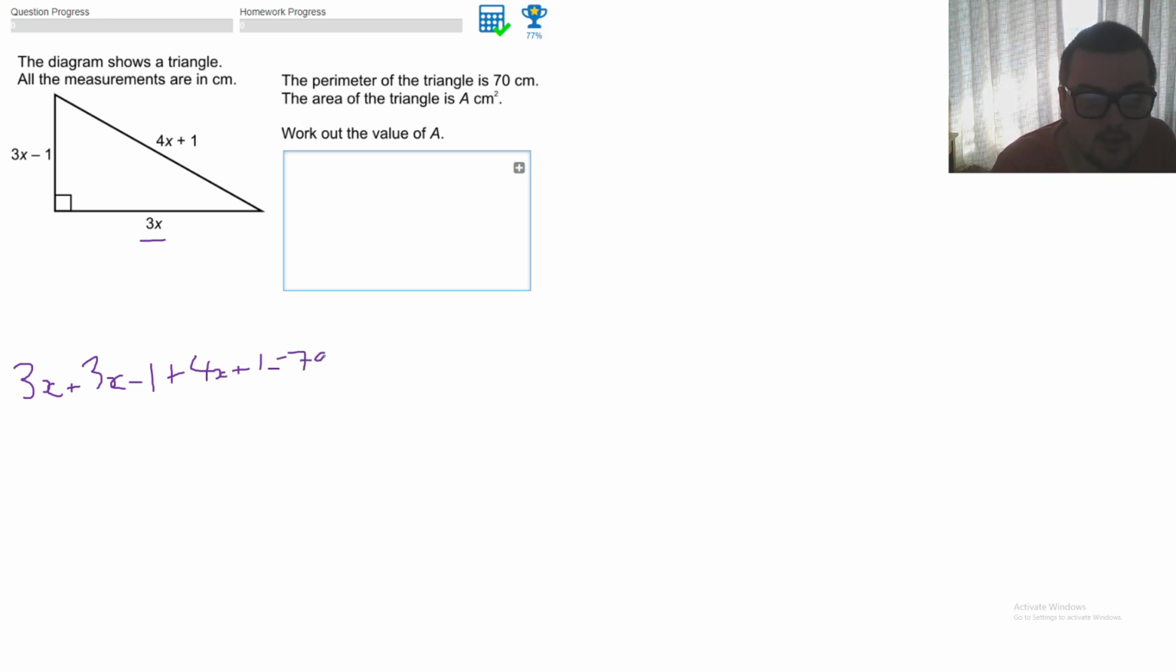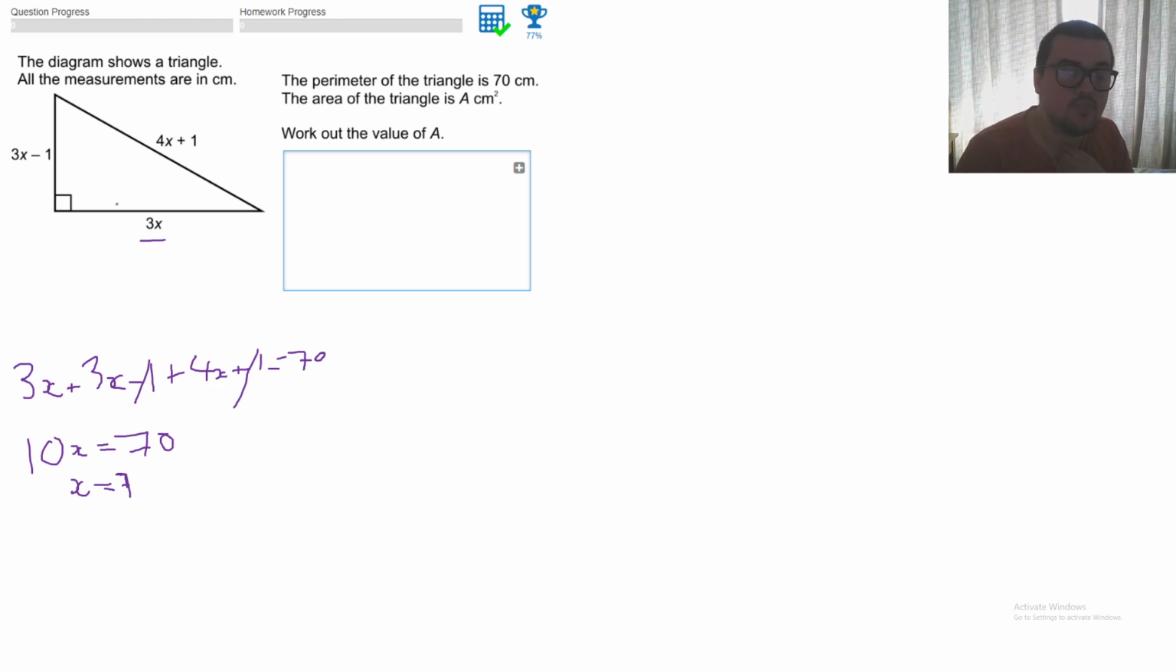Now let's tidy this up, let's add all the x's, add all the numbers, see what we get. So 3x plus 3x is 6x, 6x plus 4x is 10x, minus 1 plus 1, that cancels, so 10x equals 70, x equals 7. Right, okay, so now we can plug this value in to find the area.